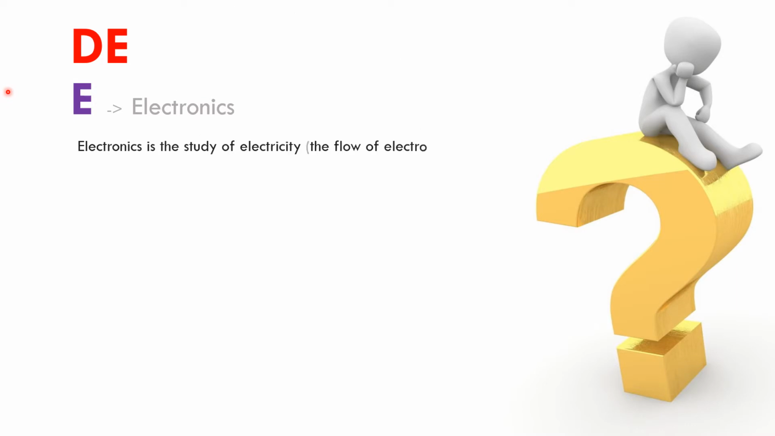Let's start. What is digital electronics? So here I took the short name, digital electronics. So let's first understand the letter E. E stands for electronics. Electronics is the study of electricity, that is the flow of electrons, and how to use that to build things like ICs, memories and computers.